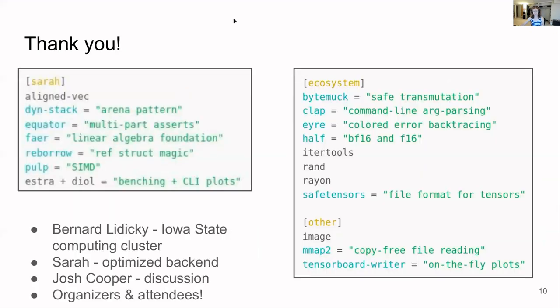I think I went way faster than I realized, but thank you to everyone involved in this. Sarah, again, for all of these really cool crates. Bernard, one of my old professors, for loaning me a computing cluster during the early phase when the code wasn't fast. Now the code runs overnight, but back then I had a cluster and was biting my nails waiting for the results to finish. Sarah for optimizing the backend. It's really amazing how fast that got. Josh Cooper, an old mentor of mine, for useful discussion, the organizers, attendees, and these other lovely crates in the ecosystem.